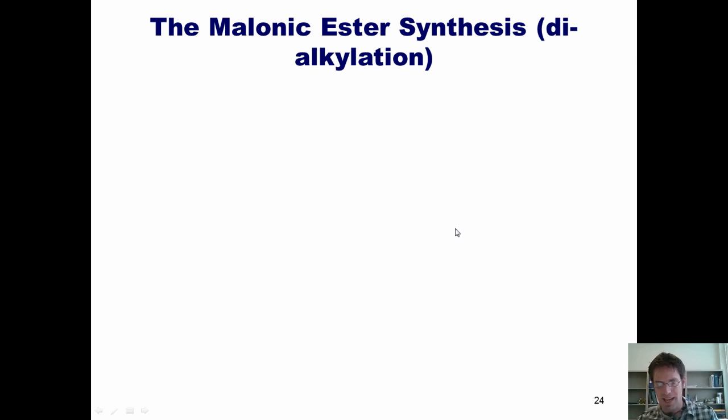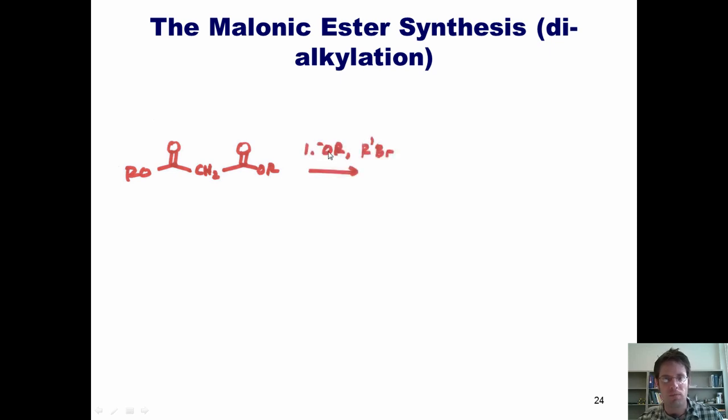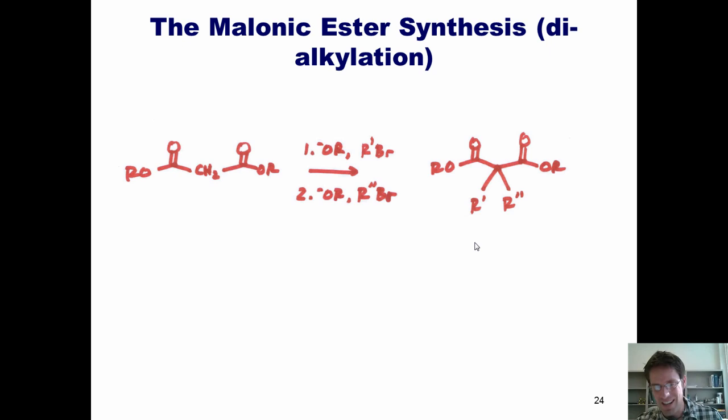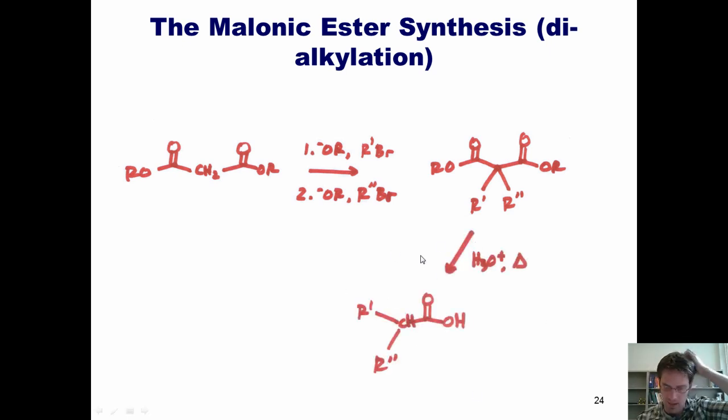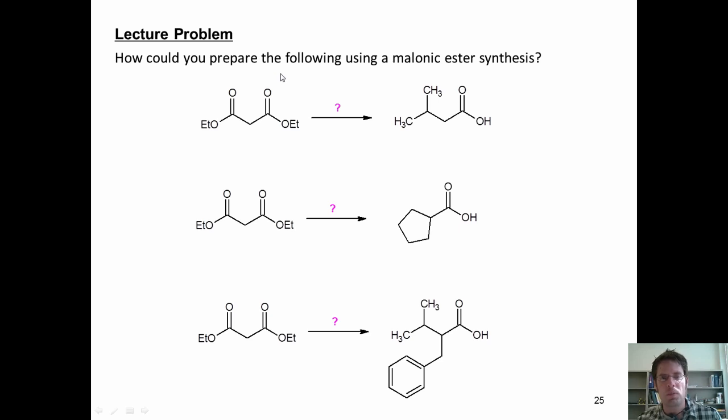And believe it or not, malonic esters can also be dialkylated as well. Allow me to explain. I can take my malonic ester, treat it with a matching base and alkyl halide, followed by a second matching base and alkyl halide, and get a dialkylated intermediate. Upon treatment with aqueous acid and heat, I then do decarboxylation to ultimately arrive at this product. Now that we've taught you that, let's take a look at some actual problems. How could you prepare each of the following molecules using a malonic ester synthesis?